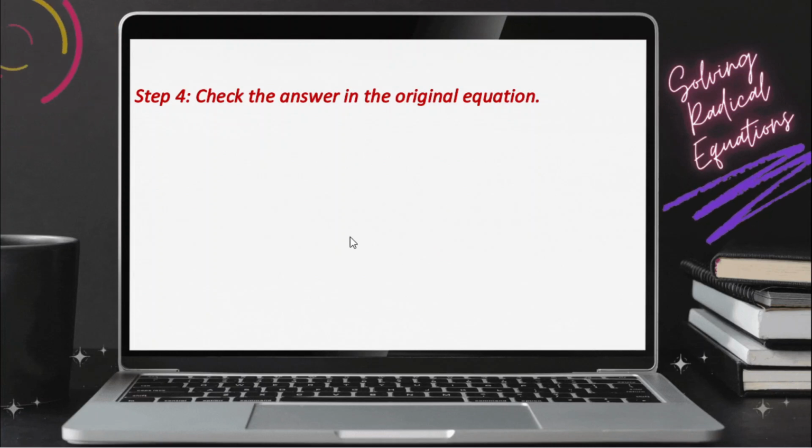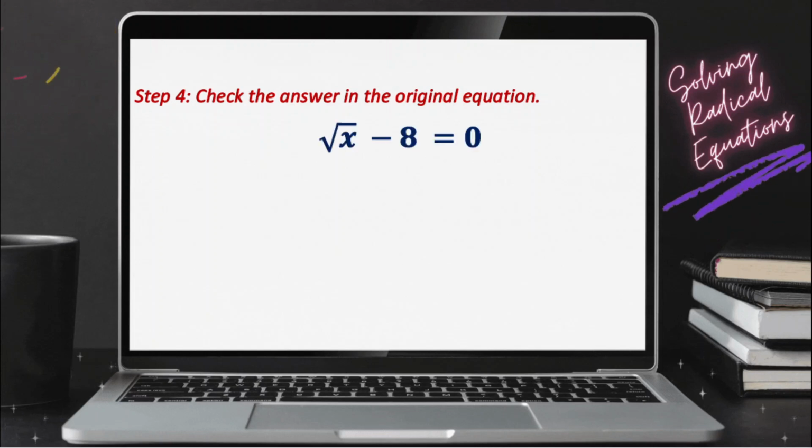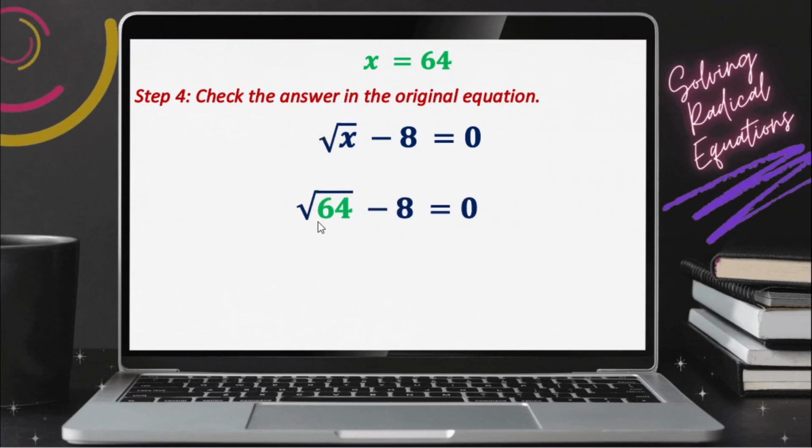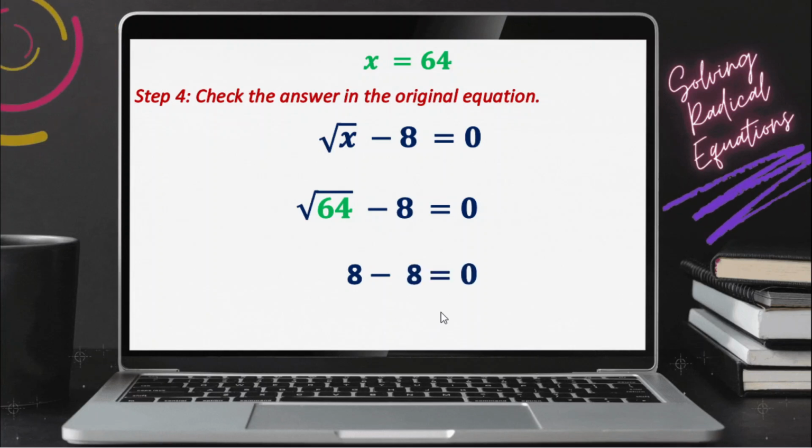So, check the answer or solution in the original equation. Ang original equation natin ay square root of x minus 8 is equal to 0. At ang obtained solution natin ay x is equal to 64. Ngayon, isa-substitute natin si 64 kay x. So, magkakaroon tayo ng square root of 64 minus 8 is equal to 0. So, ano yung square root ni 64? Ang square root ni 64 ay 8 minus 8 is equal to 0.